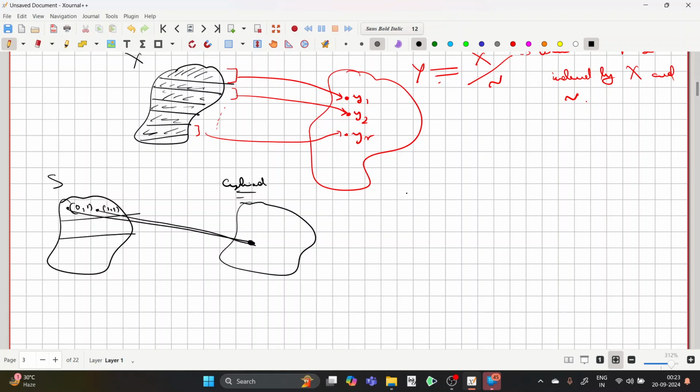Similarly, if I start with a point, let's say (0, 0.2), then it will be mapped to (1, 0.2), right?